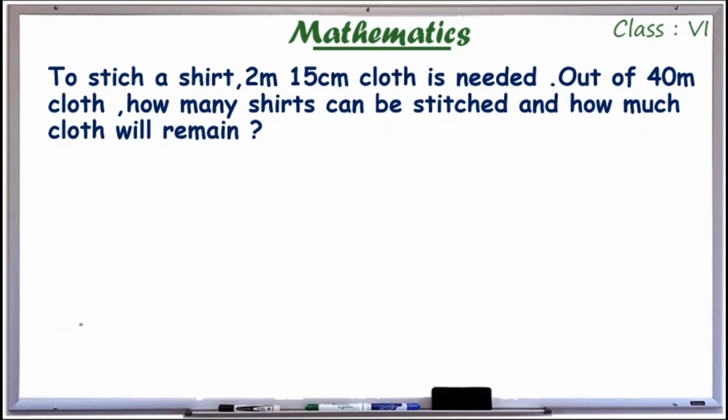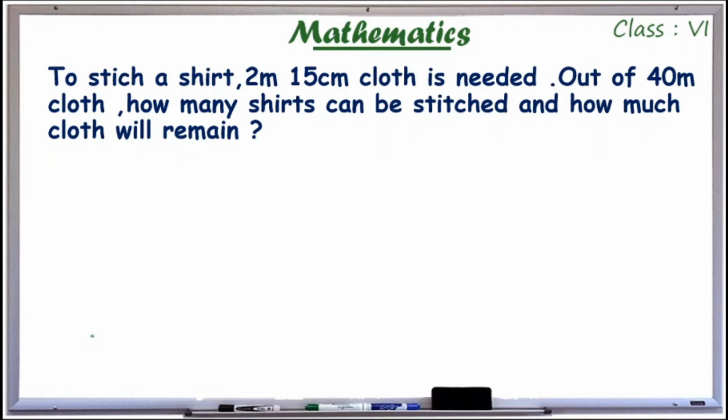We are continuing our session. Like before, we are discussing problems related to addition, subtraction, multiplication and division. We are familiarizing ourselves with some problems related to these operations. So read the question.